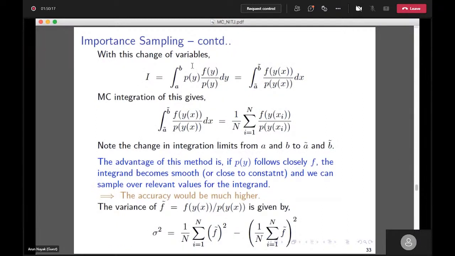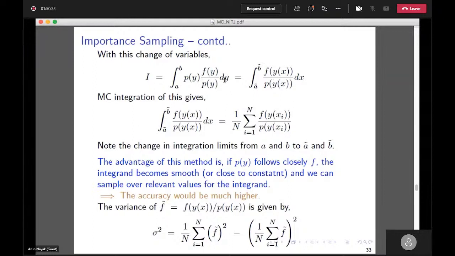Okay. Now we can write like this. p of y dy can be written as p of x dx, from our earlier conservation of probabilities.